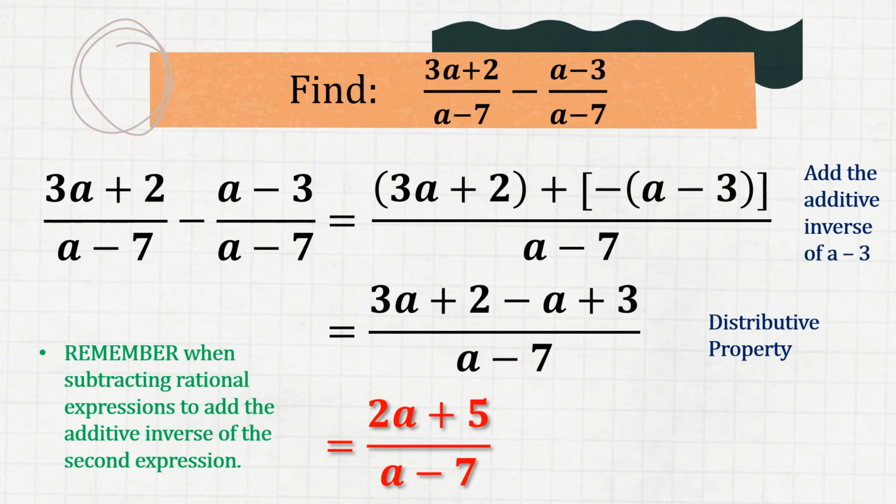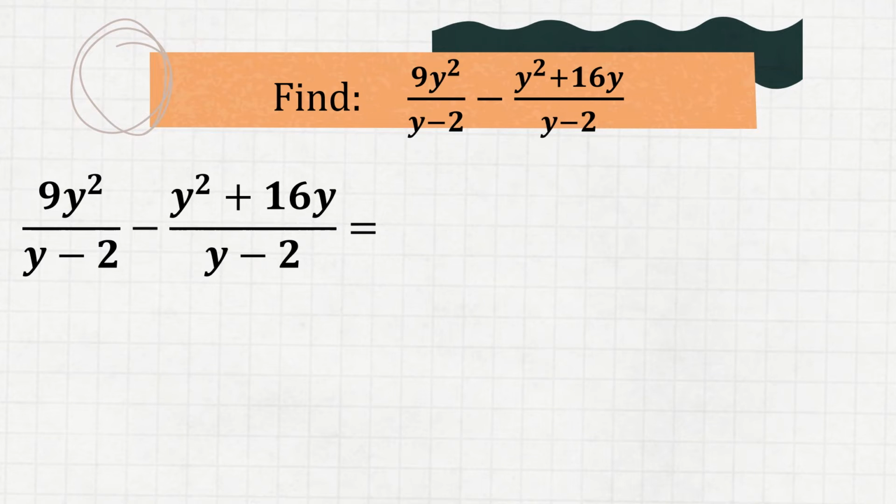So, remember lang po, when subtracting rational expression, to add the additive inverse of the second expression. So, doon lang tayo sa second expression. Another example, we have 9y squared over y minus 2 minus y squared plus 16y over y minus 2.